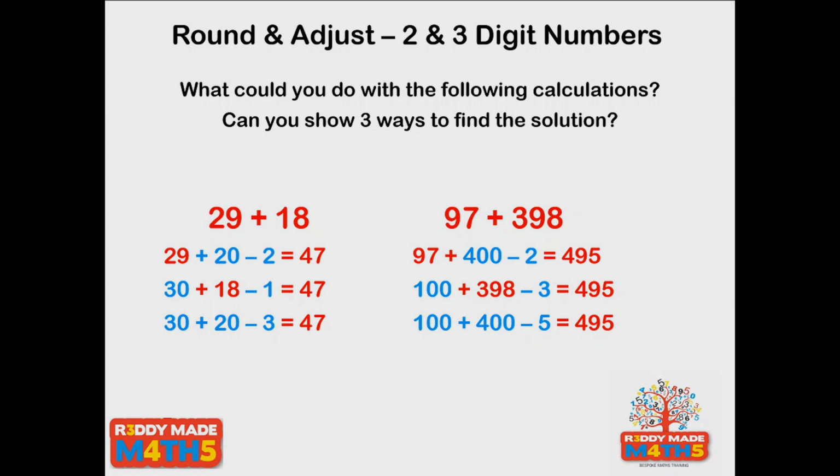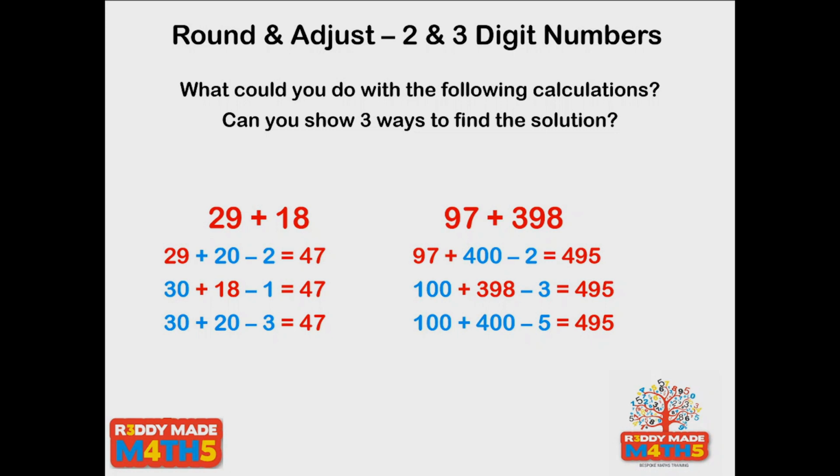Alternatively, I may well have rounded both numbers. I think I would probably have gone for just rounding the 398 on the second one. Again, it doesn't really matter. Why not make the 97 into 100? 398, 498, subtract 3 is 495.